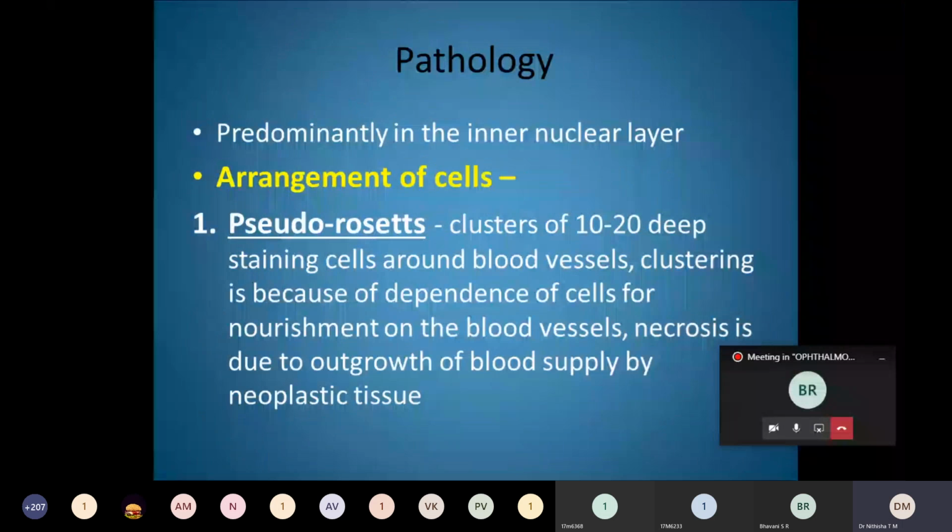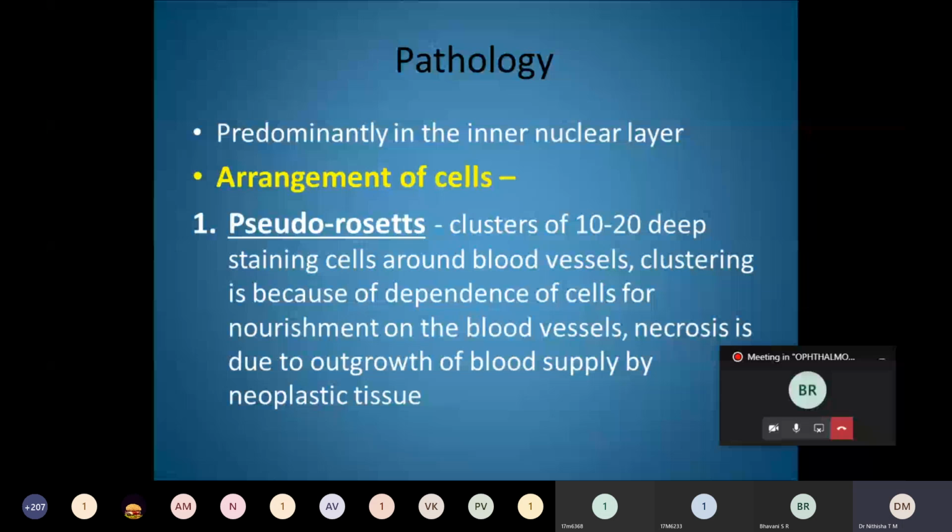What is the pathology? Predominantly in the inner nuclear layer, you can see the arrangement of cells like a pseudo rosette picture, which is very important. Here you can see clusters of 10 to 20 deep staining cells around the blood vessels. Clustering is because of the dependence of the cells on blood vessels for nourishment. Necrosis is due to outgrowth of the blood supply by the neoplastic tissue.